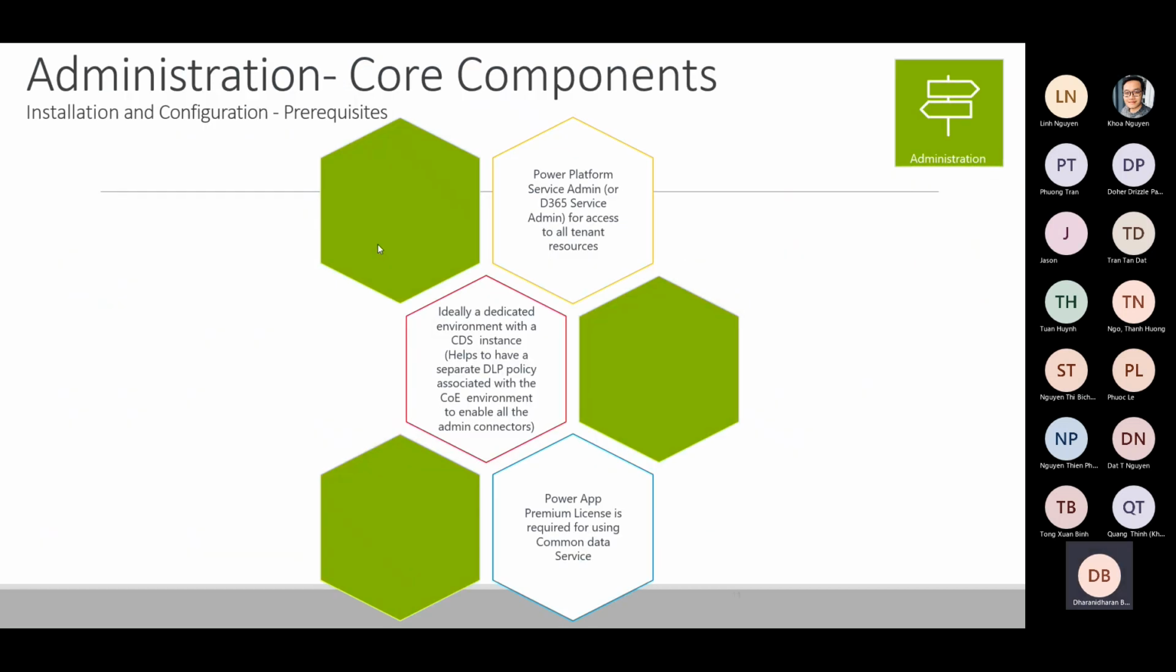And in order to install these COE core components, what are the prerequisites? Here are some of them. We need to have the Power Platform service admin for access to all our tenant resources, and ideally a dedicated environment with the CDS instance is required for installing the COE. It helps to have a separate DLP policy associated with the COE environment to enable all the admin connectors. And Power Apps Premium licensing is required for using Dataverse. So that is required for sure. If you want to have the COE in your tenant, then for sure you need to have the premium license.